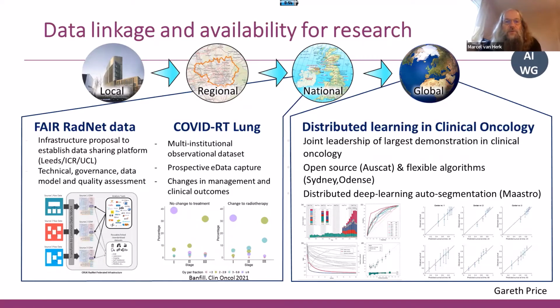Then if you have these data sources, obviously you want to go national. And so we're looking at setting up data sharing infrastructures together with other RadNet centers. And an example of a data sharing is COVID-RT lung, where we're looking at the treatments of COVID patients and looking at their change in management and clinical outcomes during the epidemic. And then globally, we're looking into distributed learning to connect different data sources together. And for instance, we have shown a 20,000 patient demonstration of distributed model building, and that was published last year.